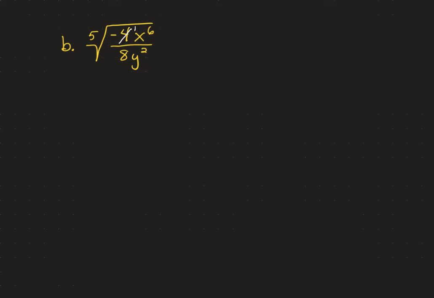4 goes into 4 one time, 4 goes into 8 two times, so that's going to give me the fifth root of, and I'm going to take that negative, because I didn't deal with that yet. I'm going to put it by itself inside parentheses, and then I'm going to have x to the sixth, but I'm going to rewrite that as x to the fifth because I'm looking for fifth roots of fifth powers wherever I can find them. Then in the denominator, I have 2y squared.